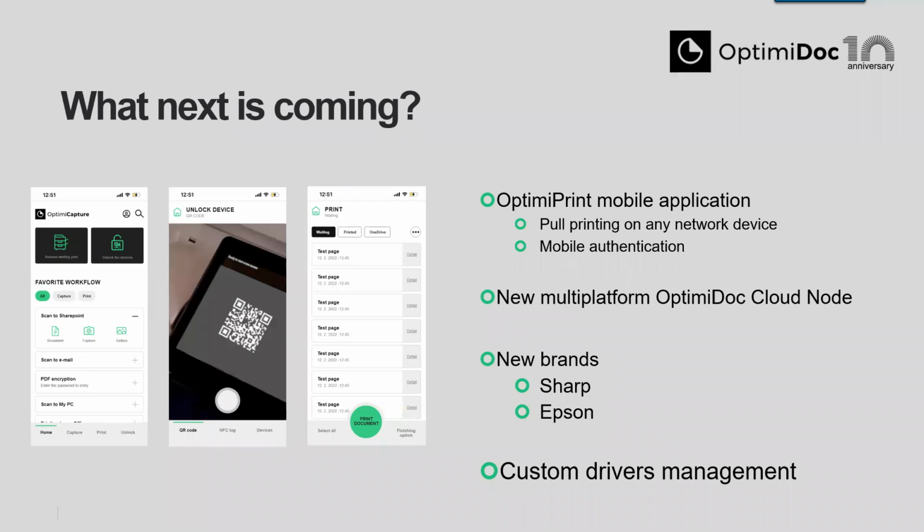We are also working on the cloud node, which is going to be needed whenever we want to release the document on the local printer. And we are also working on new brands. We can say that we are working on Sharp and Epson. And also quite important is the custom driver management. So we will leave the responsibility to the customer, which drivers he's going to use. We will provide a tool through which he will be able to get the drivers and upload them to our data center. So that's pretty much from the presentation.